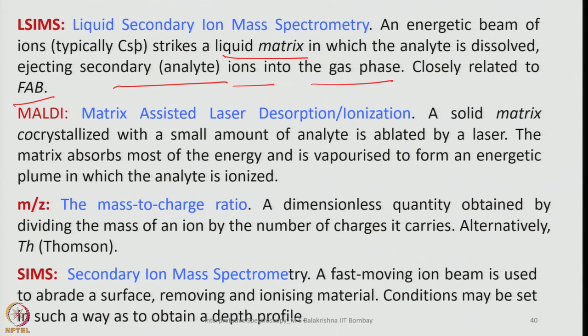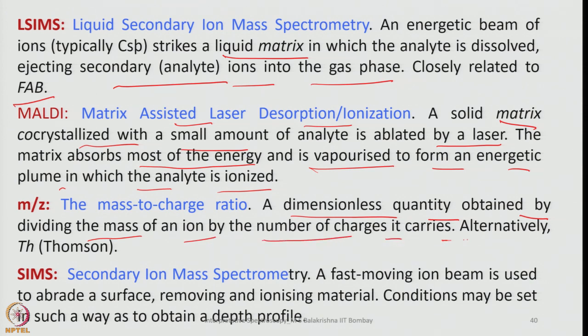And then MALDI, which I already explained: matrix-assisted laser desorption ionization, where a solid matrix co-crystallized with a small amount of analyte is ablated by a laser. The matrix absorbs most of the energy and is vaporized to form an energetic plume in which analyte is ionized. And hence, we get the information in the detector. Then m/z, a very, very important term, mass to charge ratio. This is a dimensionless quantity obtained by dividing the mass of an ion by the number of charges it carries.